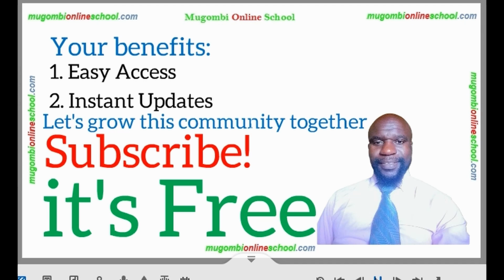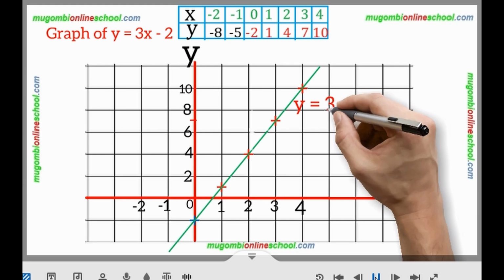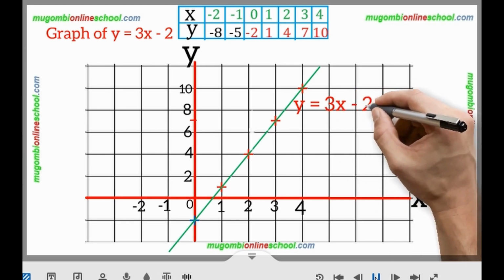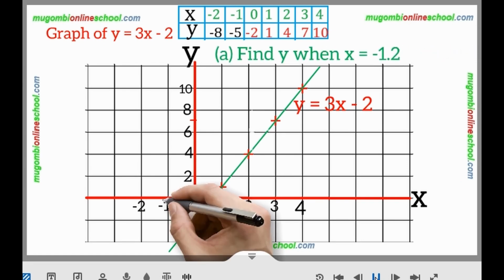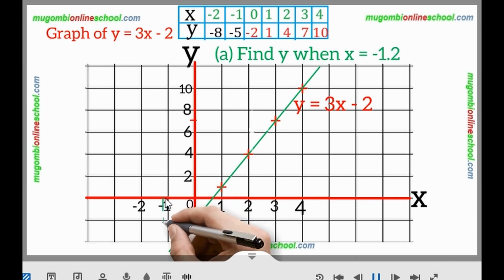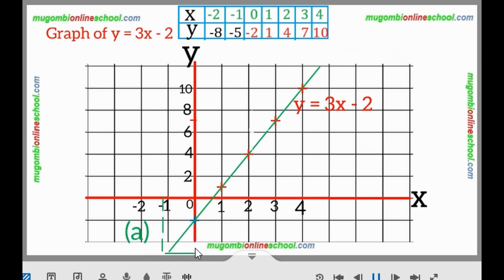Now let us continue and simplify the part questions of this one. So the first part of the question reads, find y when x equals negative 1.2. So we move to negative 1.2 like this, and then we draw a straight line from negative 1.2 on x until we reach the point on the graph, and then we take a look at the graph. So y is equal to negative 5.5.